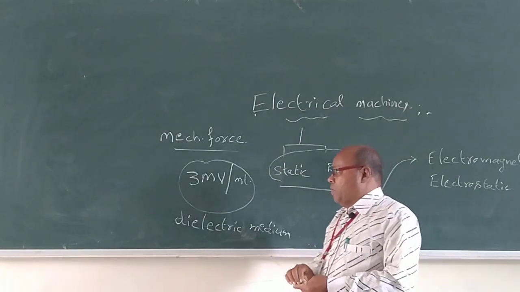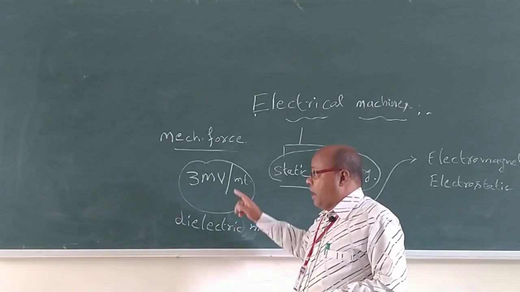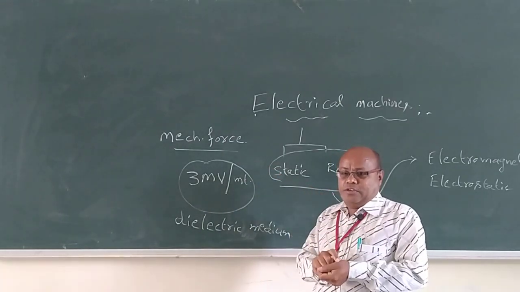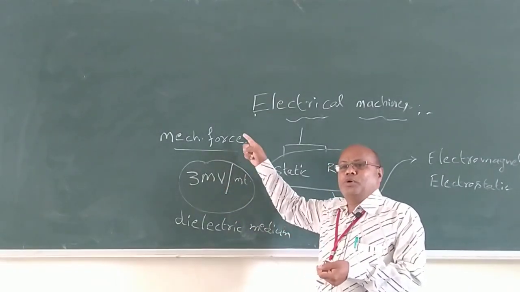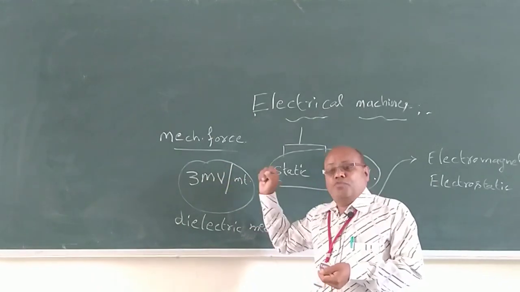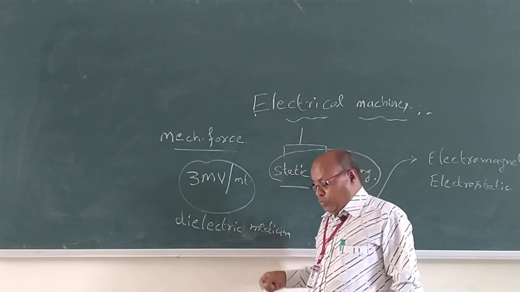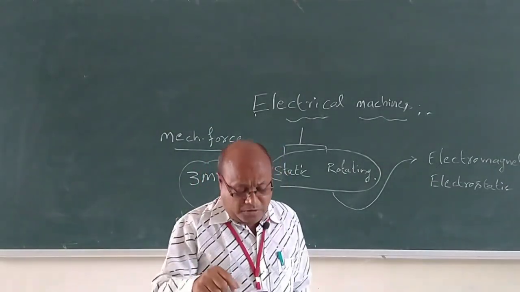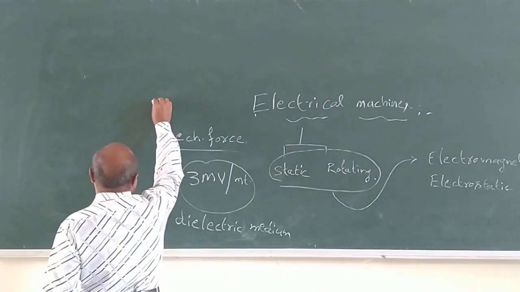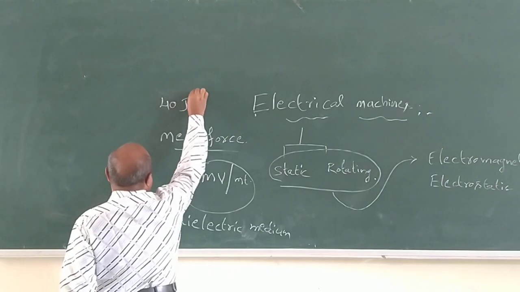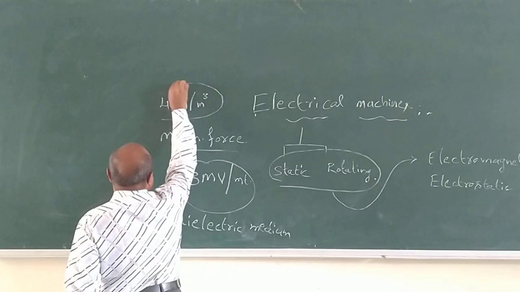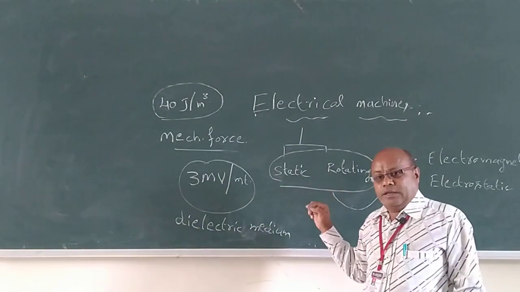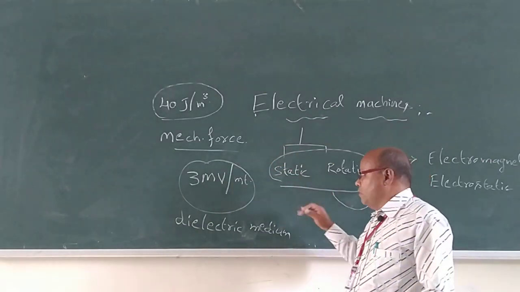Now, by using this electrostatic energy, as I already told, we are producing a mechanical force. This much electrical energy is used as input energy for the electrical machine, which converts electrical energy into mechanical force. If you use this input energy to produce a mechanical force, the maximum mechanical force we can produce is about 40 joules per meter cube. This is the method we use to get mechanical force from the electrostatic method.